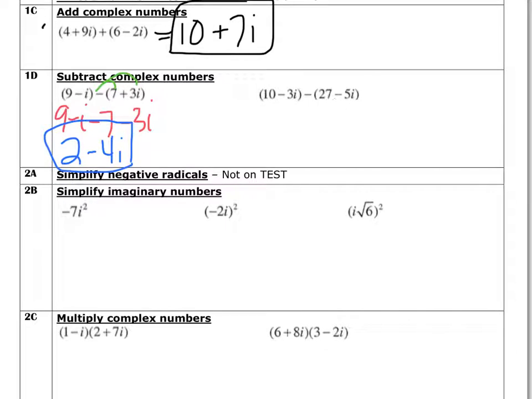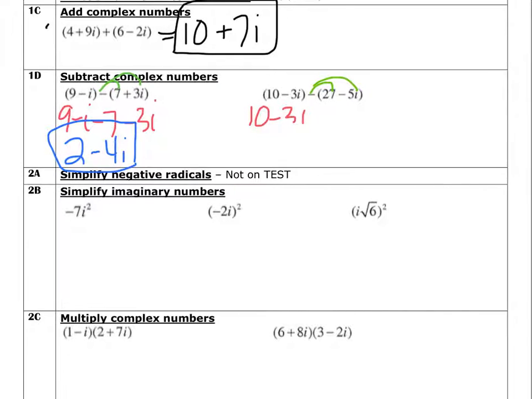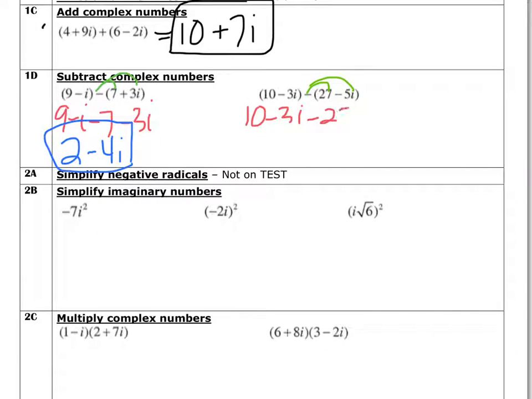Again, don't forget to distribute this negative sign to both. When you do that, what you're going to get is the 10 minus 3i, and then it's a negative 27. Be careful, a negative times a negative 5i becomes a positive 5i. Add your like terms. 10 minus 27 is going to give you negative 17. Negative 3i plus a 5i is going to give you a plus 2i. And that's your final answer.